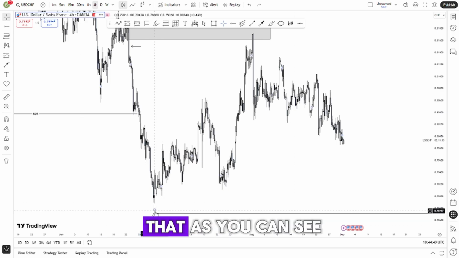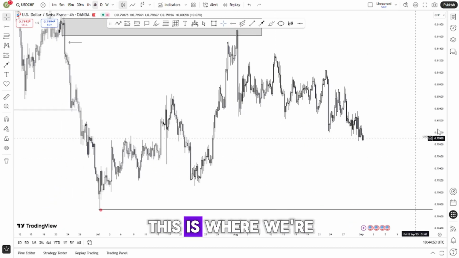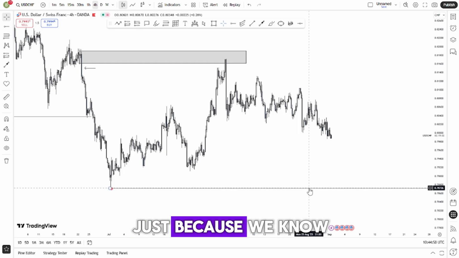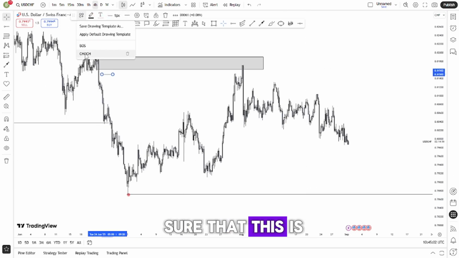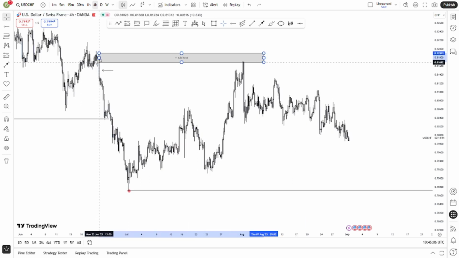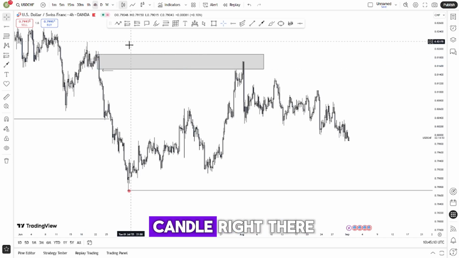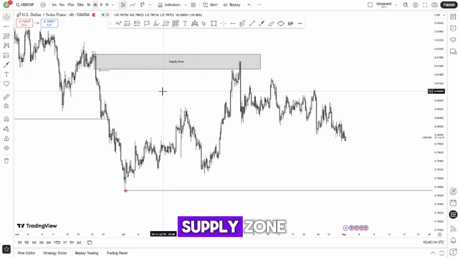So just like that, as you can see, this is the low, and then on the lower time frame, this is where we're going to look for opportunities to enter this market, just because we know that the target is around that point here. So let me make sure that this is correctly put. As you can see right here, just like that, and then this was the last candle right there, and then we can refine it on the lower time frame. So this is the supply zone.